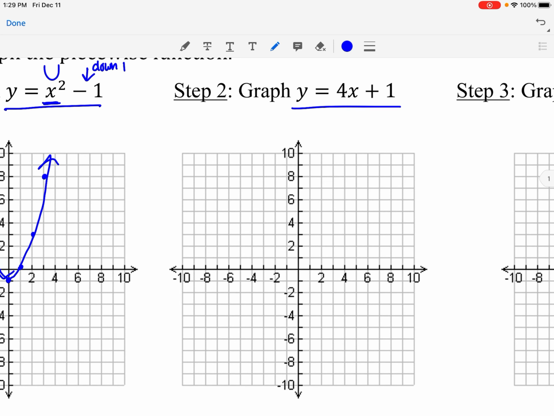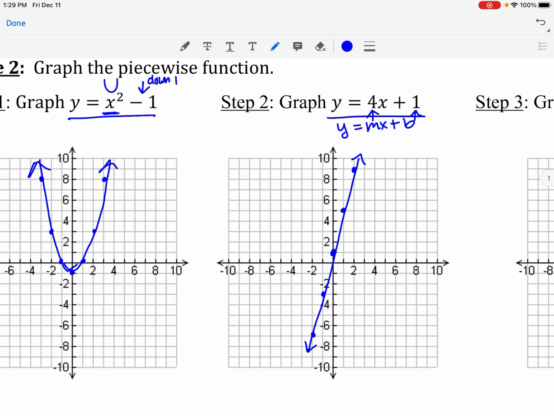On step number 2, we're going to graph our linear equation. This is in the form of y = mx + b. So we start with b, which is our y-intercept. So we start at +1. And then we go for our slope, which is 4 over 1. So up 4 over 1, up 4 over 1. We could go down as well. Down 4 over 1, down 4 over 1. And then we connect that for our linear equation.